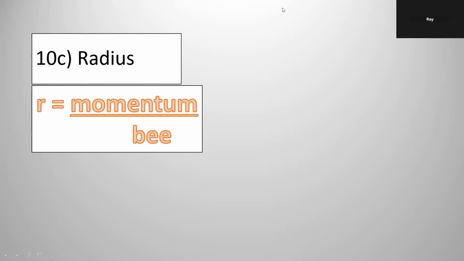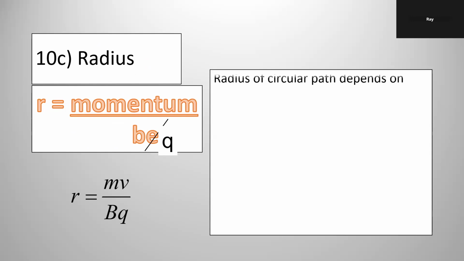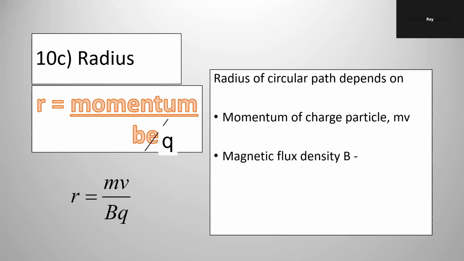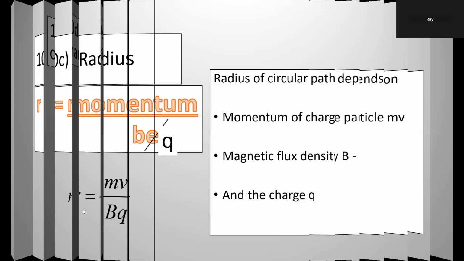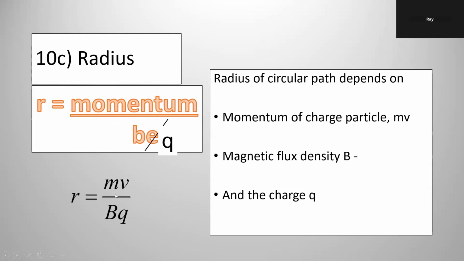No need to memorize that, but if you want to memorize, you can think of momentum sitting on B, and you can cancel one V. R equals MV over BQ. Radius of circular path depends on momentum of the particle, B, magnetic flux density, and charge. Or it depends on specific charge, mass divided by charge, and the velocity.